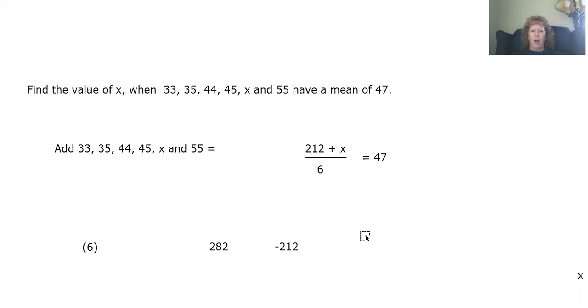So now that we have our problem written out, let's start working backwards. Instead of dividing by 6, if we multiply by 6, that would be 282. And then instead of adding 212, if we subtract 212, x will equal 70.